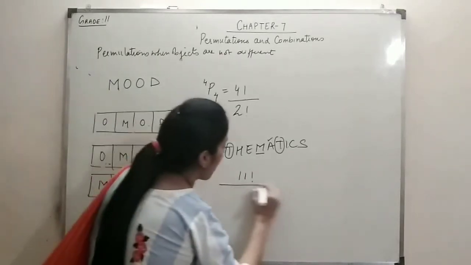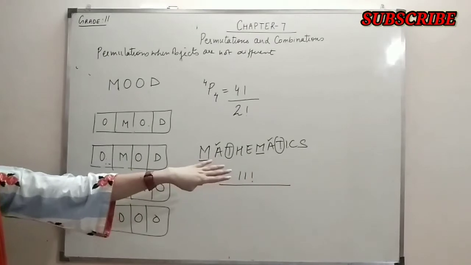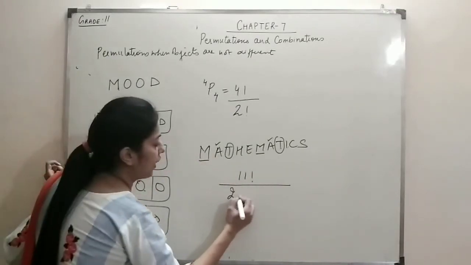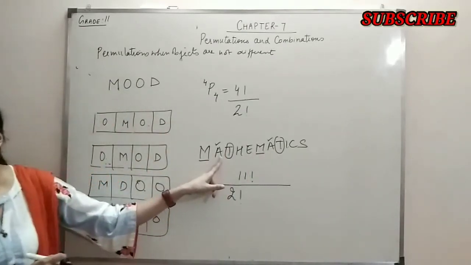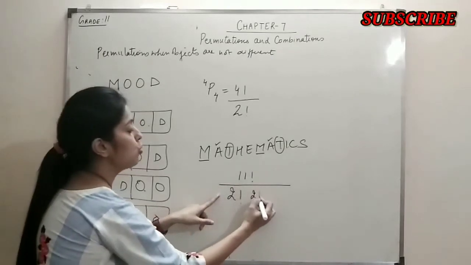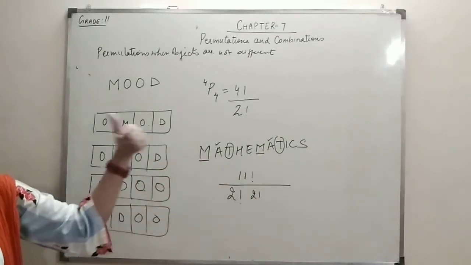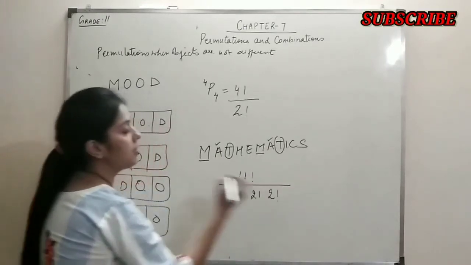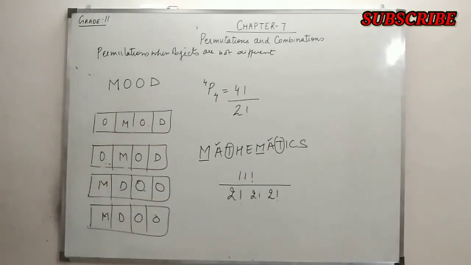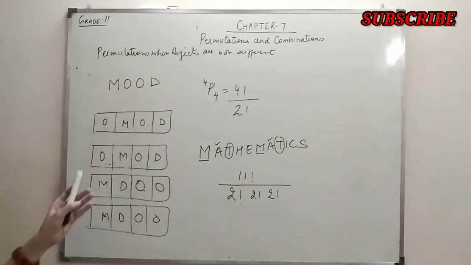But how many letters are repeated here? M is repeating 2 times, then M can be arranged in 2 factorial ways, so we divide by 2 factorial. Again, A is also repeating 2 times, so we again divide by 2 factorial to balance this permutation, because A also can take place in 2 factorial ways. Now T is also repeating 2 times, so that is also divided by 2 factorial. So like this, when all the objects are not different, we do this kind of question. I told you by the example.